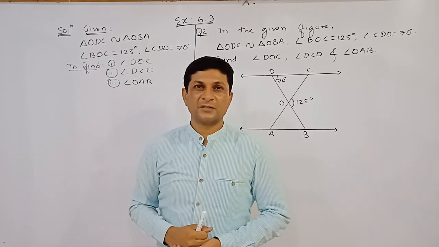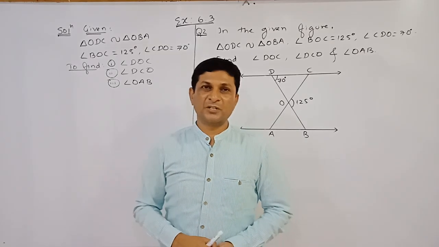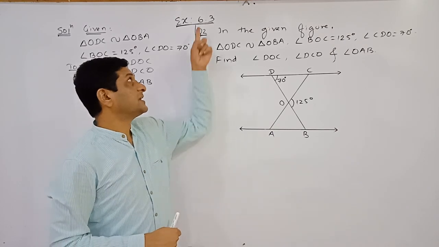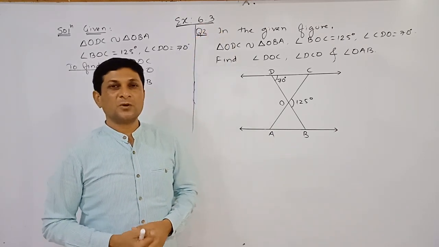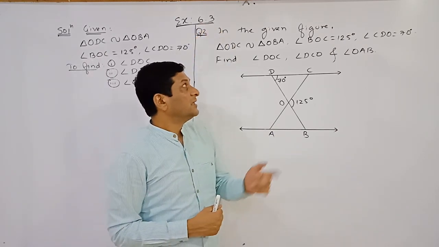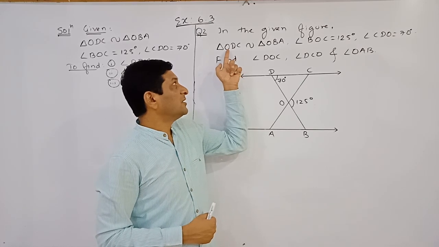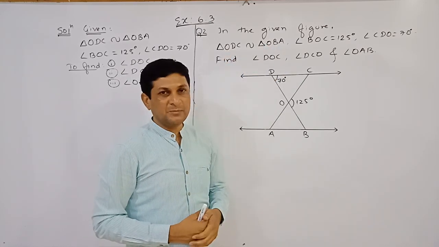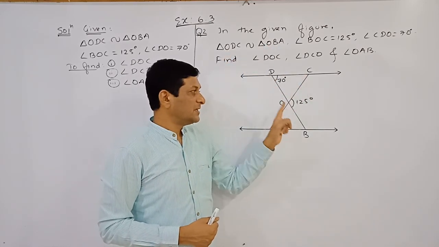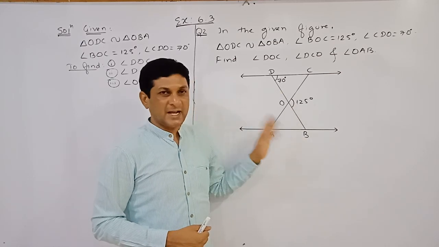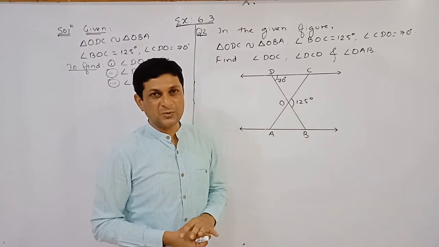Hello friends. So today we are starting question number 2 from exercise 6.3. Observe the given condition here. It is given to us that triangles ODC and OBA are similar.